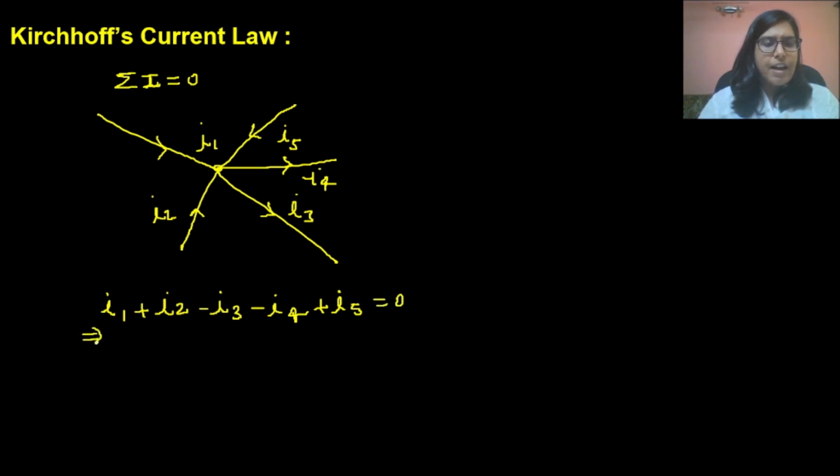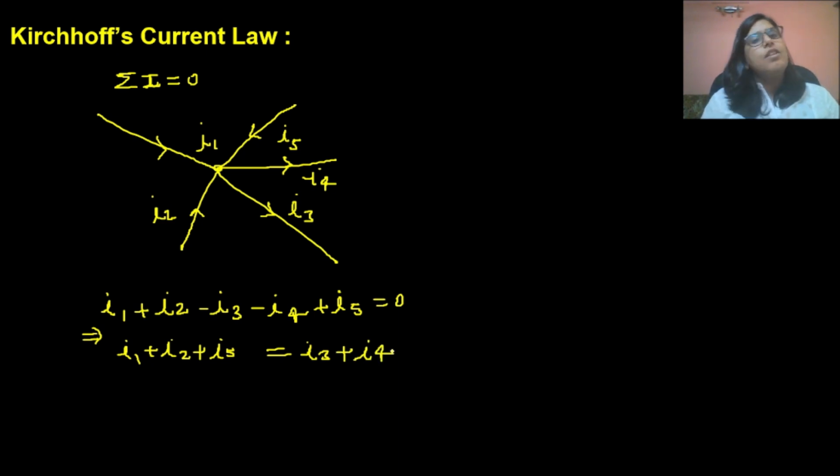Or we can write current I1 plus I2 plus I5 equals I3 plus I4. So we can say the sum of all currents coming to the node equals the sum of all currents leaving the node, right? So we can say entering current equals leaving current at a node. Now this Kirchhoff current law is based on conservation of charge.